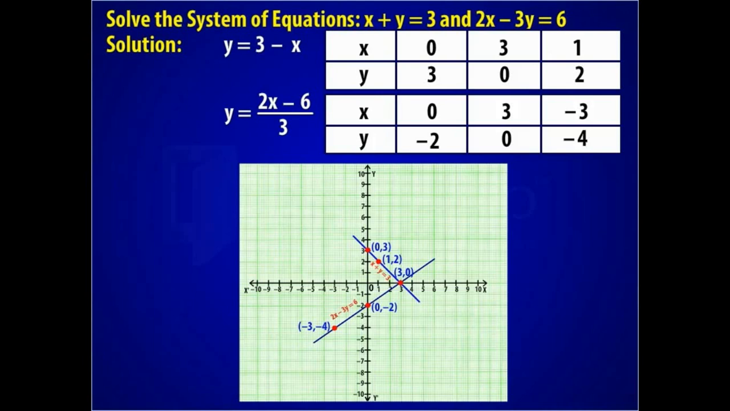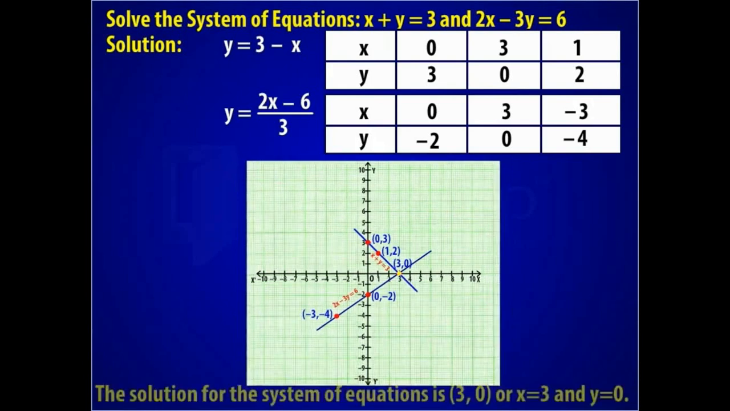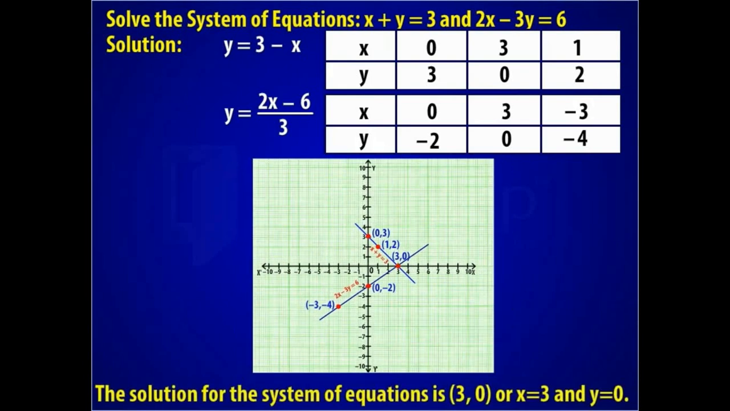The linear graphs for x plus y equals 3 and 2x minus 3y equals 6 intersect each other at (3, 0). From the graph, the solution for the equations is (3, 0) or x is equal to 3 and y is equal to 0.